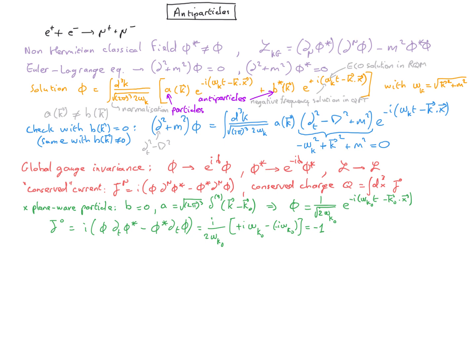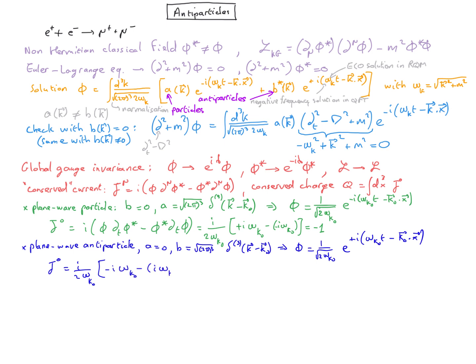Now let's do the same thing in the case of an antiparticle, assuming a plane wave. So we see that particles and antiparticles have opposite charges. Therefore, they do not correspond to the same physical object. Of course, they come from the excitation of the same field. Therefore, they must have the same mass.